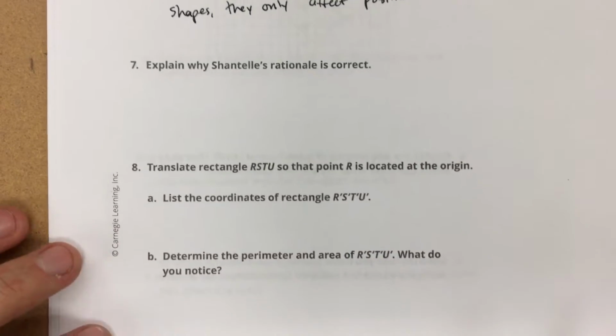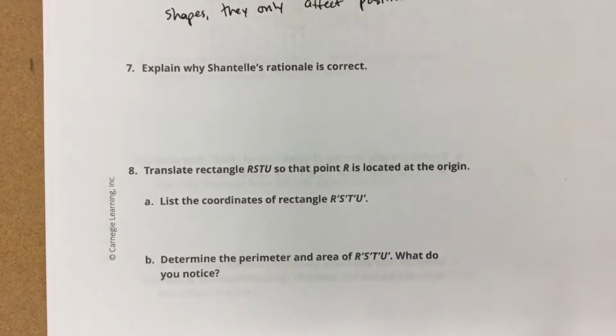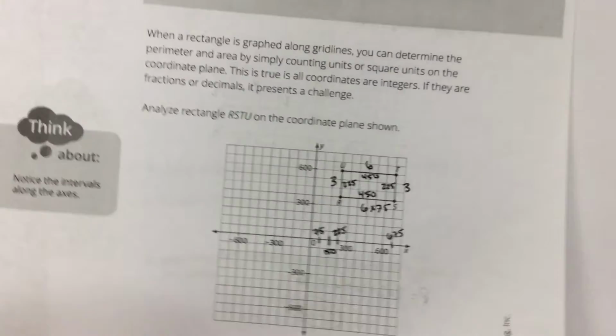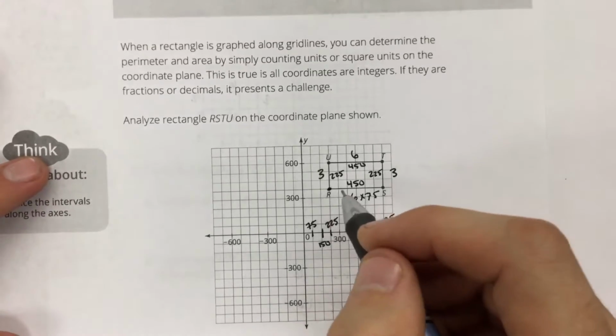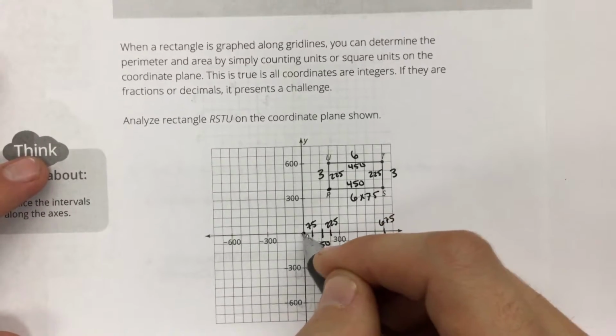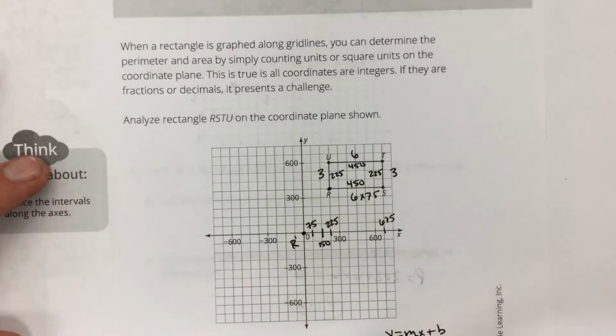Okay, so number 8 now: translate rectangle RSTU so that point R is located at the origin. So now, I'm going to take this and actually do what I was just talking about. We want to move point R to the origin. Remember, our origin is at 0, 0. So I know that's going to be my new place for R.